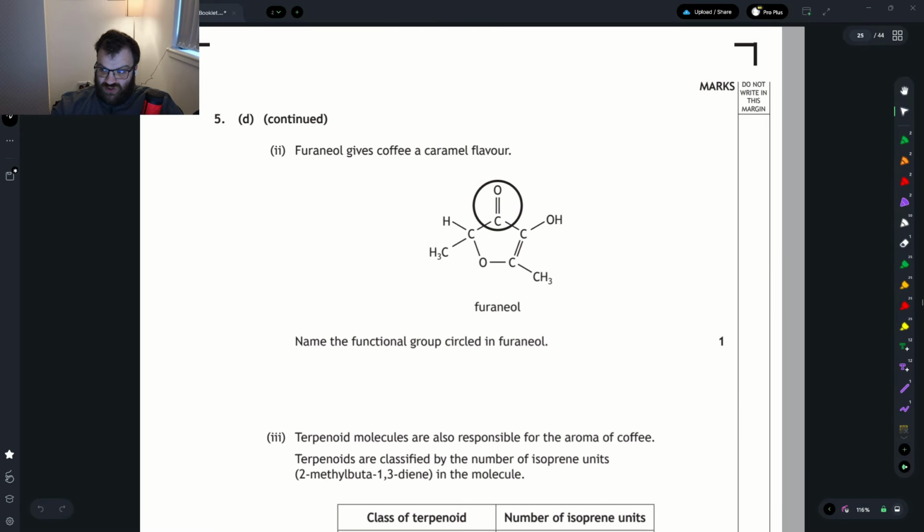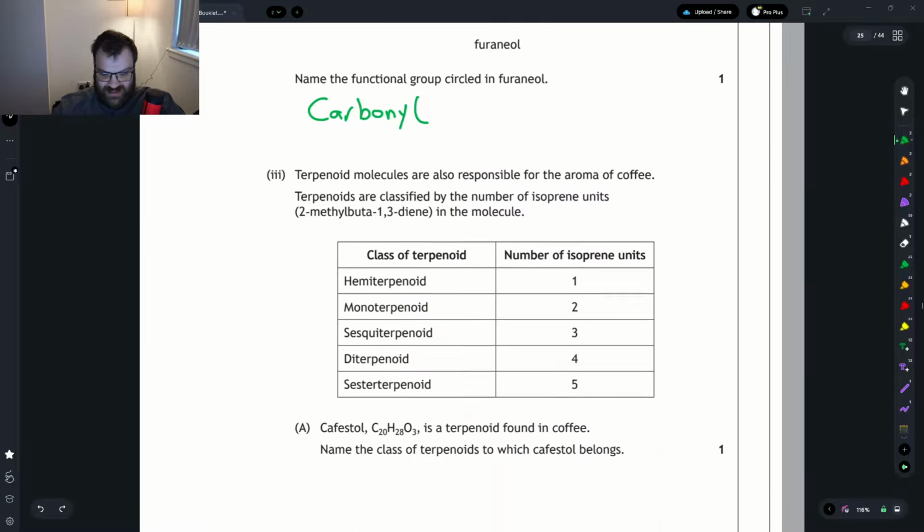Here we're doing a functional group. I promise this is the first time I'm looking at this paper. It just so happens I talked about the functional group. That is a carbonyl group. You would have then your hydroxyl if it was asking you about that one. What a fluke that is.